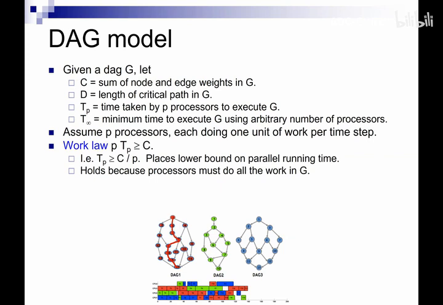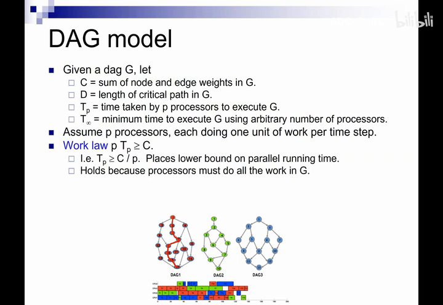Now we can say 2 things about how much time these parallel processors are going to take. The first thing we can say is called the work law. This is saying that P times TP is going to be at least C. What this means is that P times TP is the amount of work that these processors are doing in this computation.